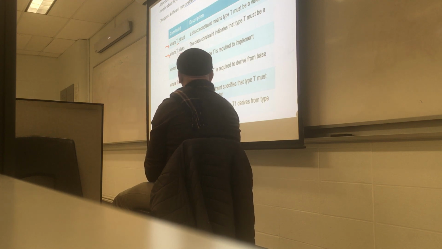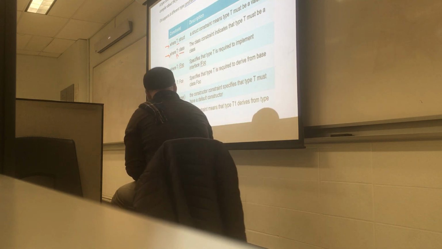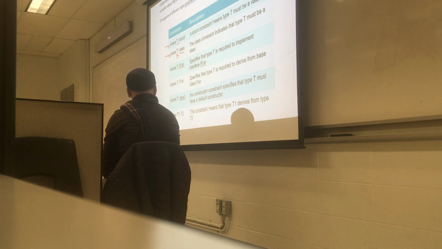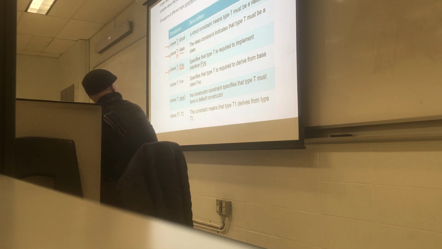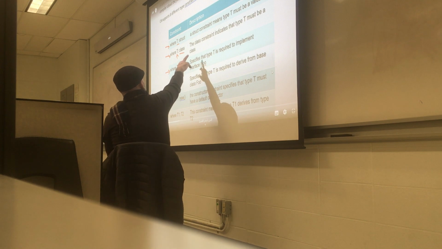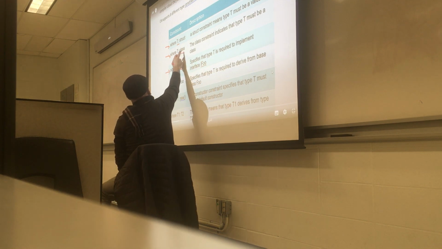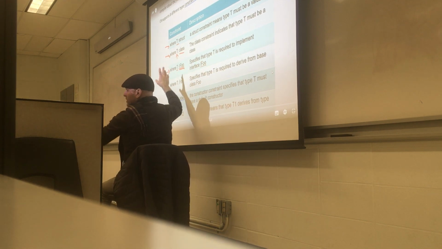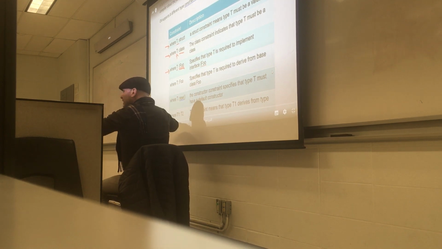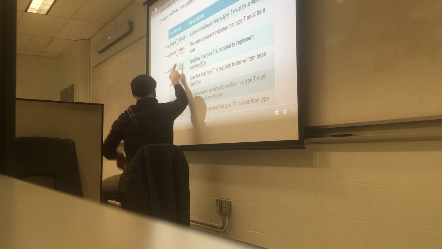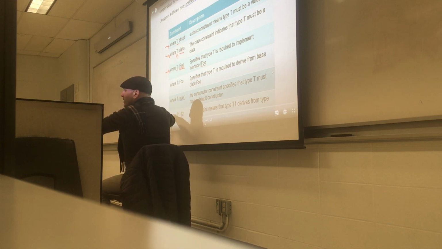Number 2, class, specifies that type T be a class. Number 3, that type T has to implement interface IFoo. The second one should be where T: class, whatever class, like Employee now. This data type should be an object from this class, from Employee.